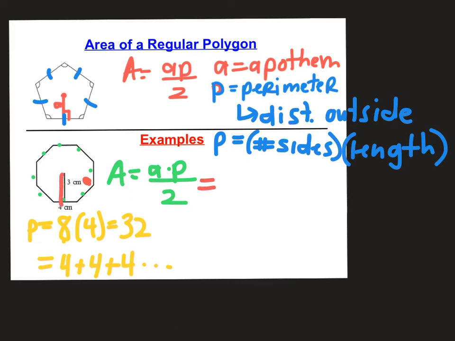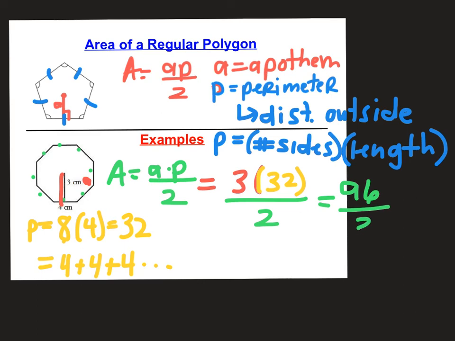So my formula is going to be 3 times 32, and then divided by 2. Again, just like for your other ones, I like to do that top part on my calculator first. So we're going to do 3 times 32. When I do that, I get 96. And then we have to divide that by 2. And I get 48.